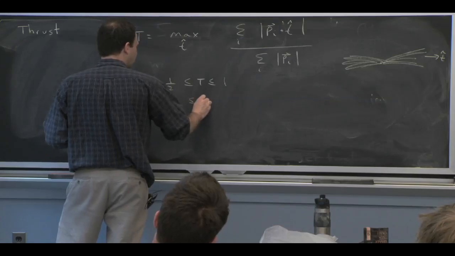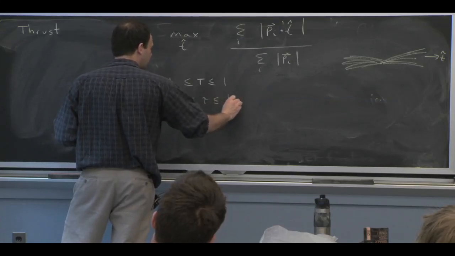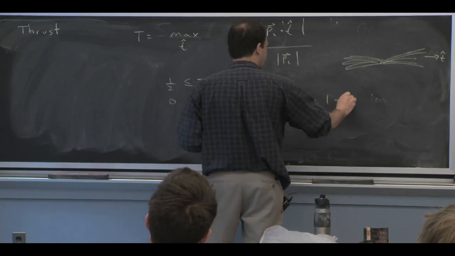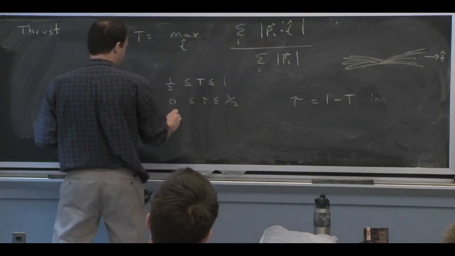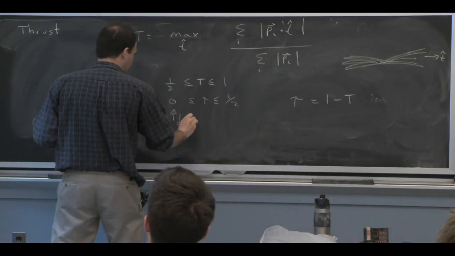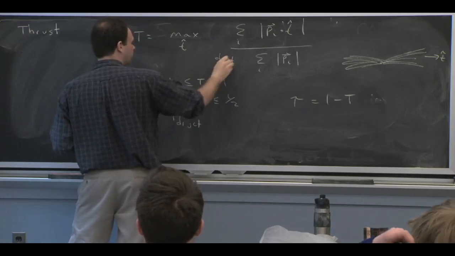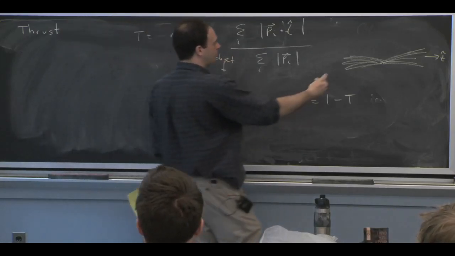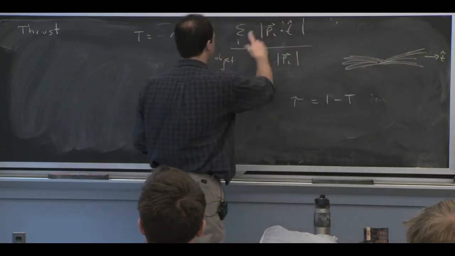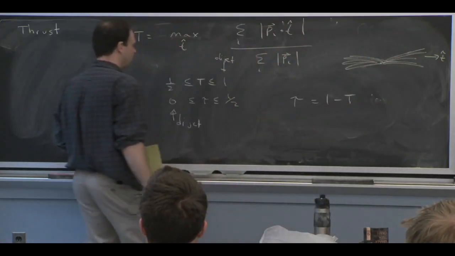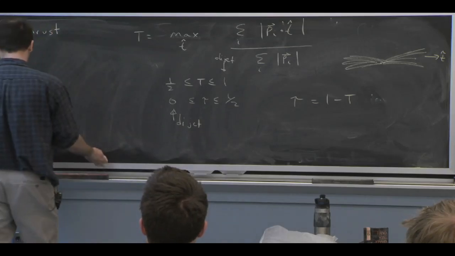And if you want to talk about something that's a little more convenient, you define something called tau, which is 1 minus T. And the dijet limit of tau is 0. That's why this is more convenient. The dijet limit of T is the limit where you would just have two pencil-like back-to-back things. In that case, this goes to 1. And if you want to define something that goes to 0, then you define this tau, which is a little more convenient.